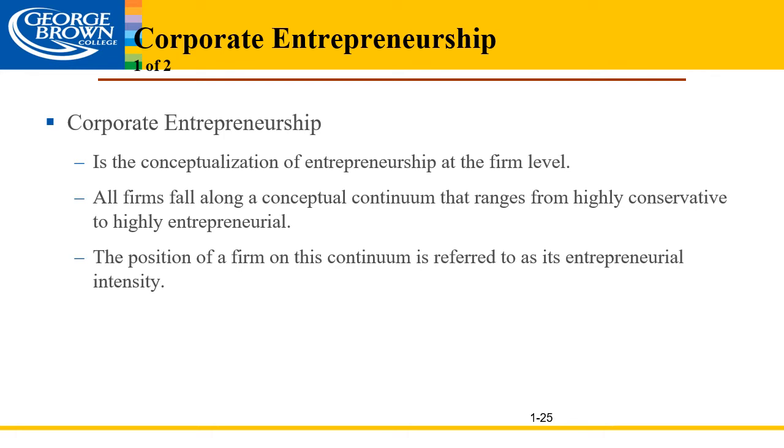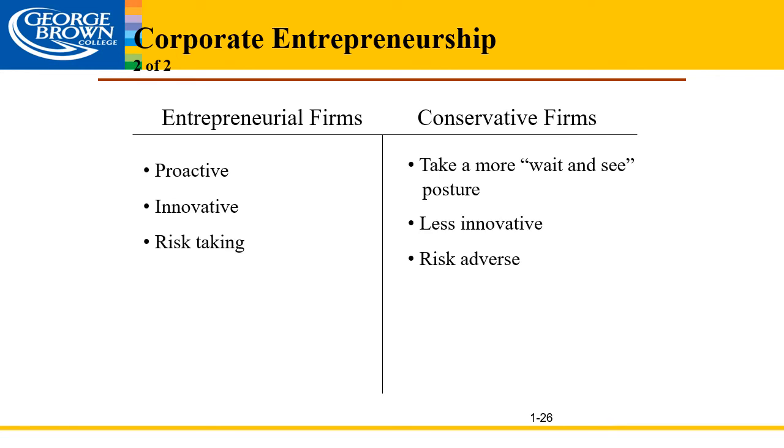Okay, any business or any firm can be placed on this continuum, and its placement is referred to as entrepreneurial intensity. Now, what that means, I'll talk about in the next slide, because the conservative firms are very different. They're opposite of highly entrepreneurial firms. Okay, so here's that continuum. Okay, so highly entrepreneurial firms and highly conservative firms, right?